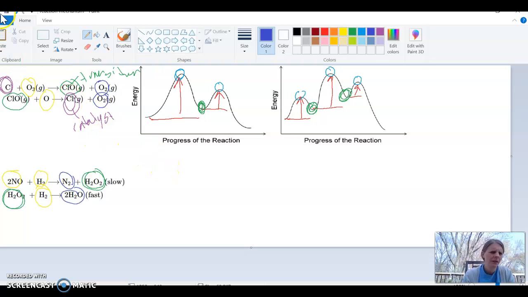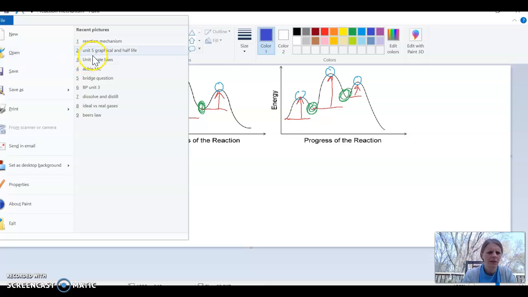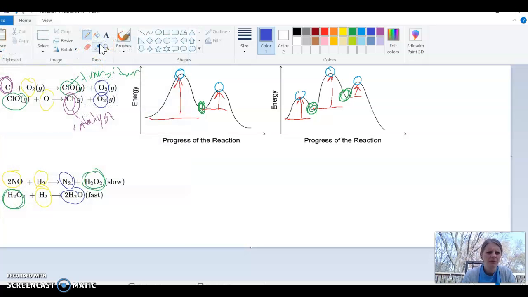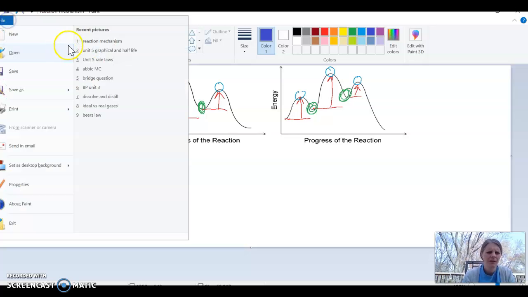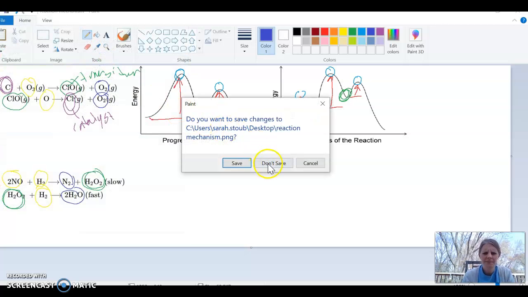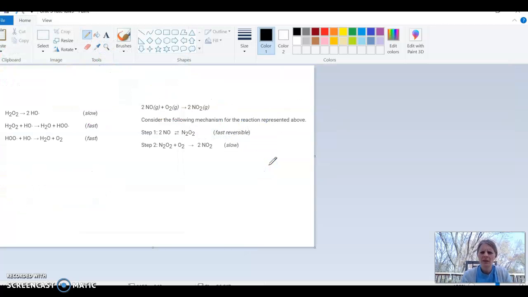Yes, okay. Now I want to talk about the rate laws. So I got a rate law whether I've got the first step as a fast step or not a fast step. So taking a look at this.